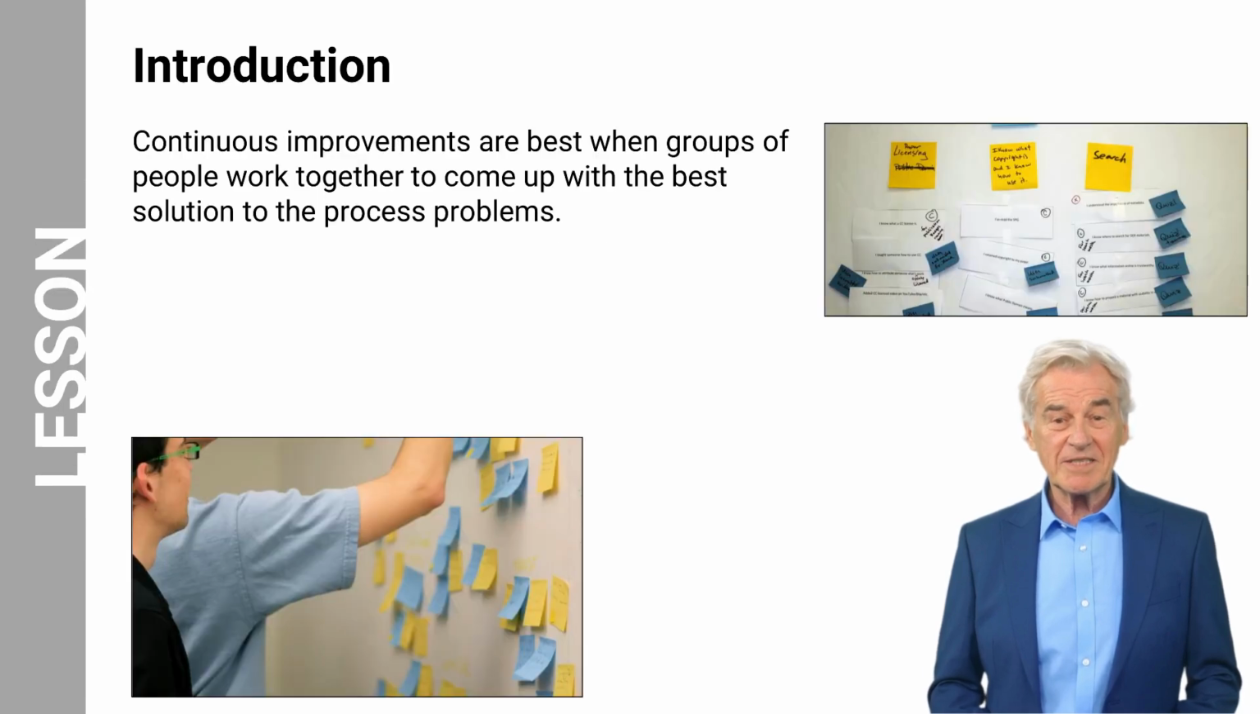Now that you have determined some issues in your processes that need to be your focus for improvement, next you need to figure out how to improve the process. Continuous improvements are best when groups of people work together to come up with the best solution to the process problems.